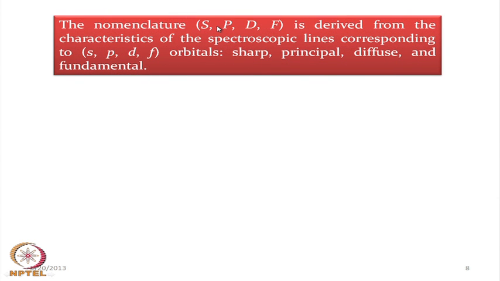The nomenclature for S, P, D and F is derived from the characteristic of the spectroscopic lines corresponding to the small s, p, d, f, which were originally assigned for the corresponding atomic spectrum for the different orbitals, that is sharp, principal, diffuse and fundamental. But still we use these 4 nomenclatures for L value equal to 0, L value equal to 1, L value equal to 2 and L value equal to 3.